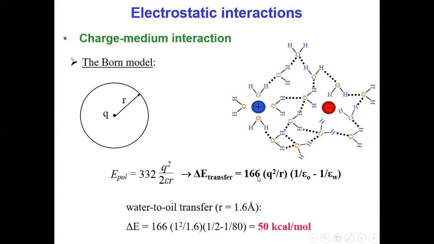And if we take, for example, a simple transfer of a full charge with the +1 magnitude from water to oil, to remind you, water has a dielectric of 80 and oil has a dielectric of 2. This transfer, if we assume that the distance between the two charges is 1.6 angstrom, according to the equation, costs us 50 calories per mole, which is a lot of energy. And it expresses the notion that charges prefer to be inside polar media and not to be transferred into low dielectric or lipid media.